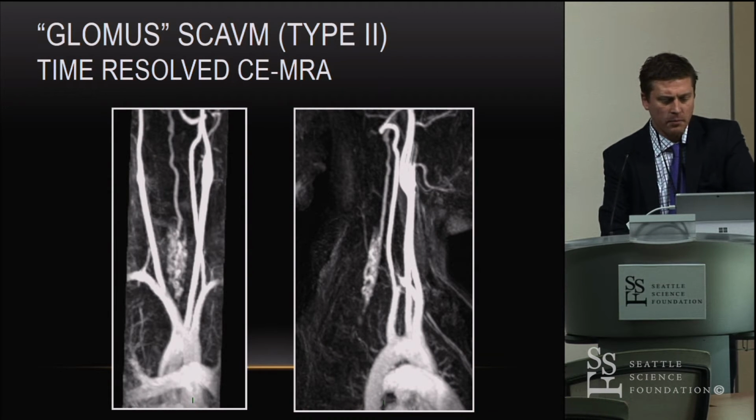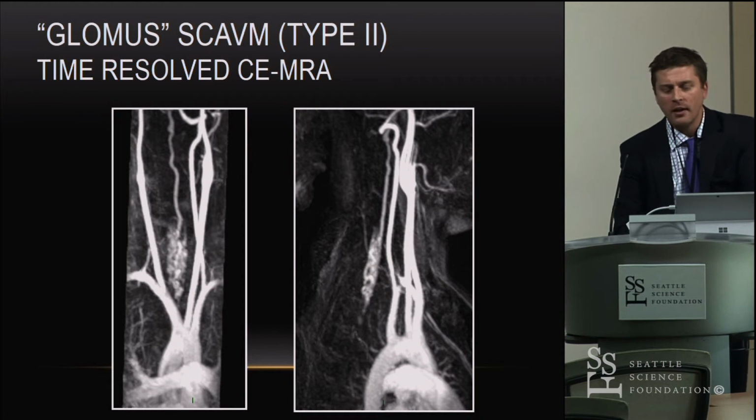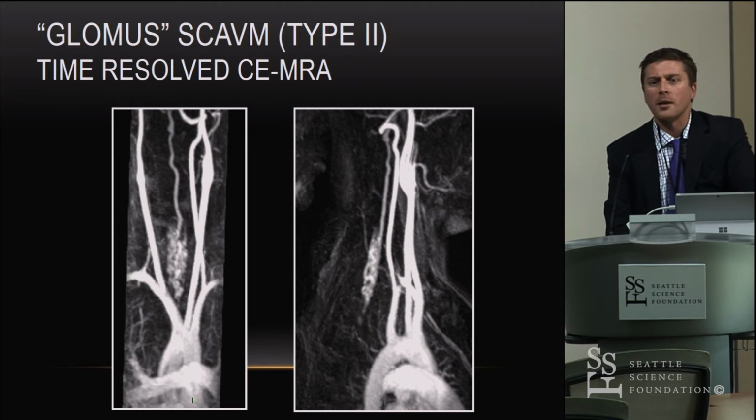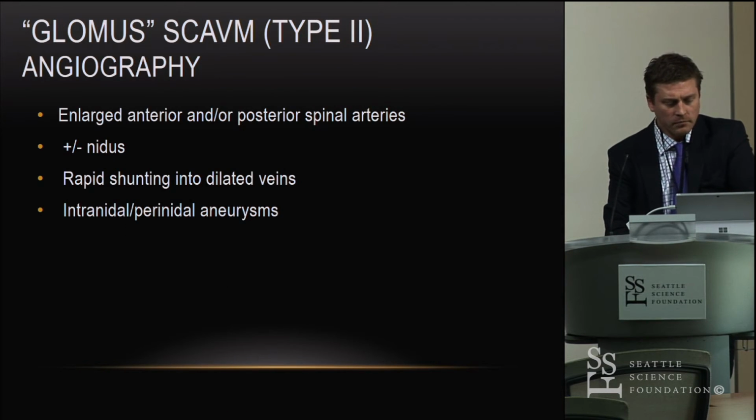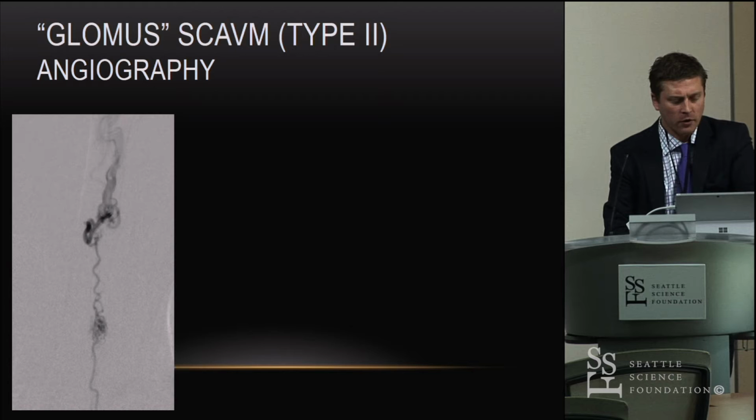Here's another example of glomus on time-resolved MRI. That's probably the modality of choice. We use a TRICKS protocol, MRA, and that's pretty good at picking these up. So again, the intranidal aneurysm is something that we want to look for.